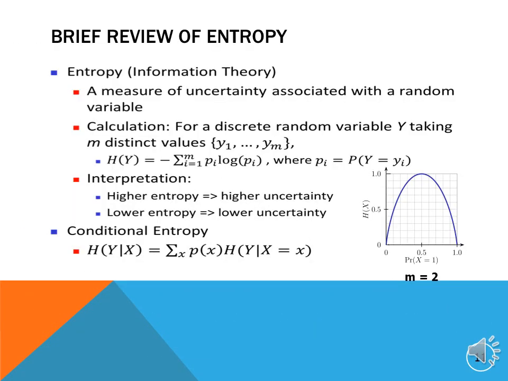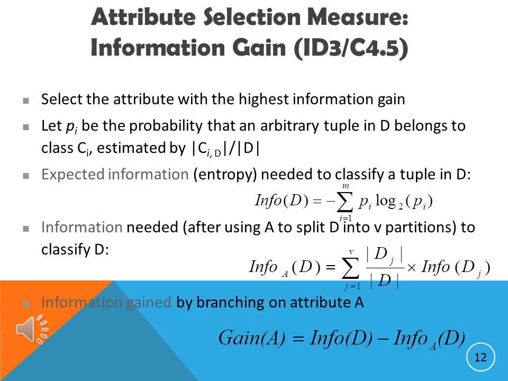Entropy measures the uncertainty in a dataset. Lower entropy means less impurity, so the goal is to reduce entropy with each split. For two-class problems, the entropy formula helps determine how well an attribute separates the data. Information gain is used to decide which attribute to split on. It measures the reduction in entropy after the dataset is split on an attribute.